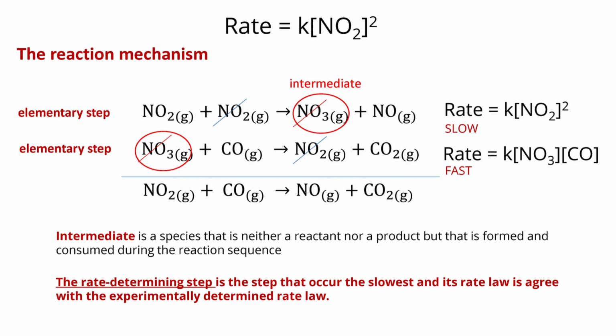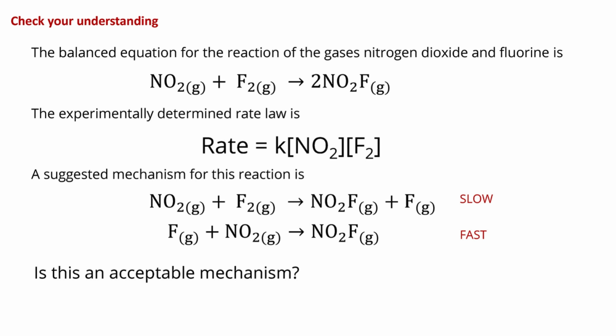There's another quick example in the sources, NO2 plus F2 arrow 2 NO2F. Experimental rate is k[NO2][F2]. The proposed slow step is NO2 plus F2 arrow NO2F plus F, a fluorine atom intermediate, which directly gives that rate law, again, a plausible mechanism.